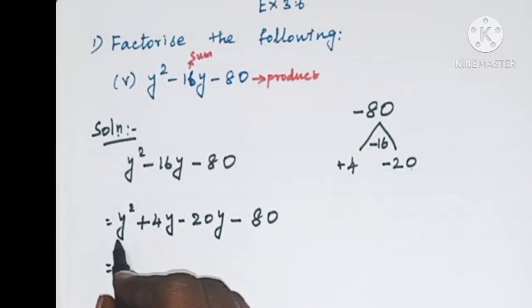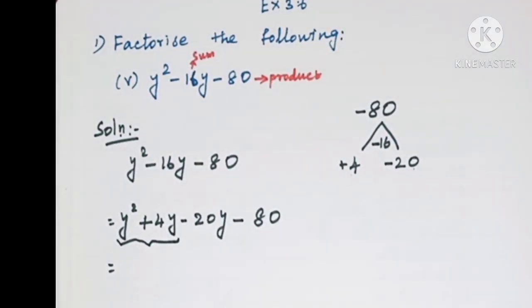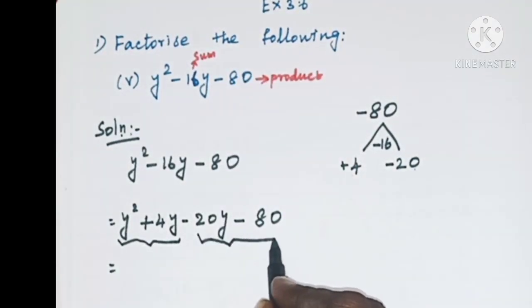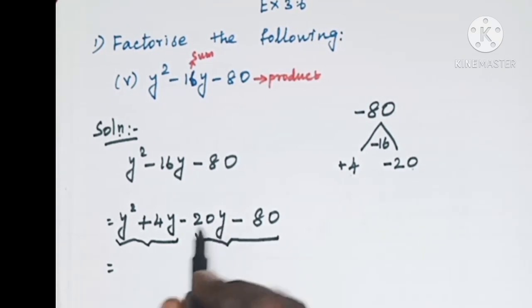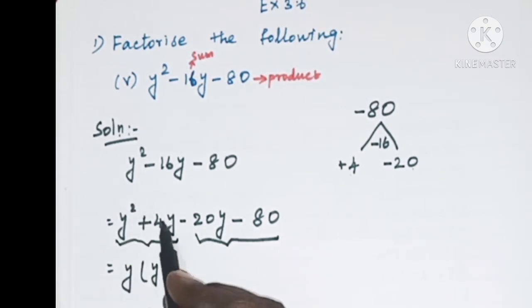Now split the first two terms and last two terms. Now from the first two terms, which is the common variable? The common variable is y. So y should be taken outside. So the remaining is y. Y into y, y square, plus from the second term 4y, y already taken outside. So the remaining is 4.